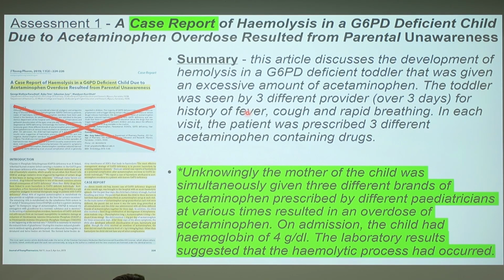Now, I provided summaries because you guys did not read the article. I have my summary and then the take-home summary from the article itself. So basically what happened in this article, there was a child that was sick and his parents took him to the emergency room on 3 different occasions in a short period of time and were prescribed 3 different drugs that had acetaminophen in it. And we know this is bad for G6PD patients.